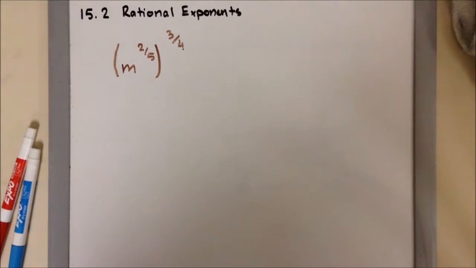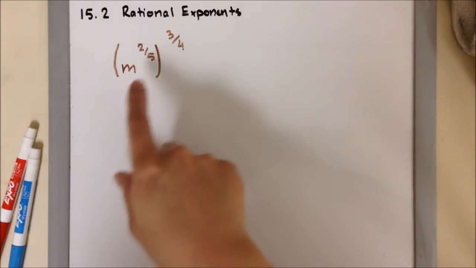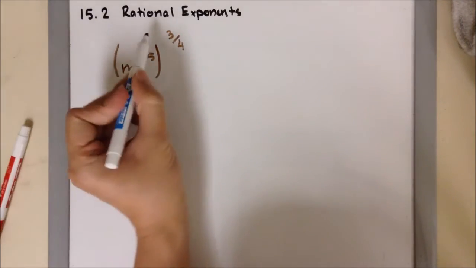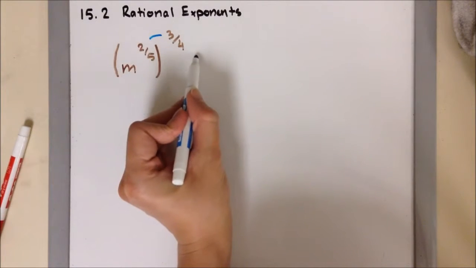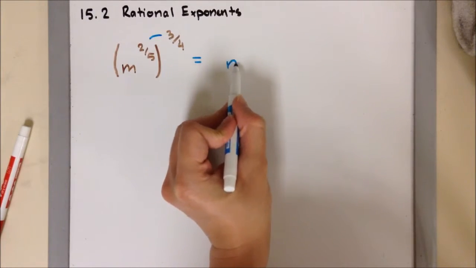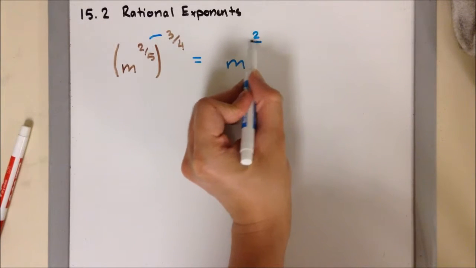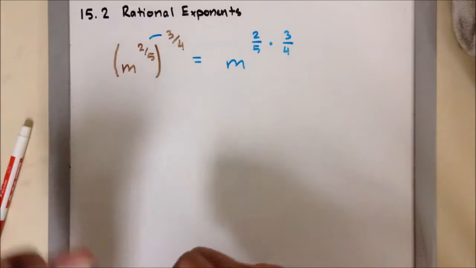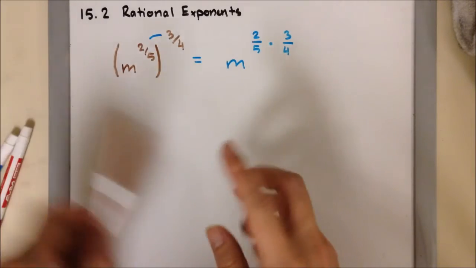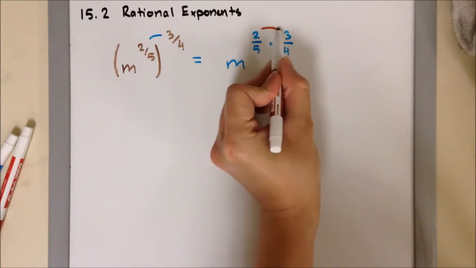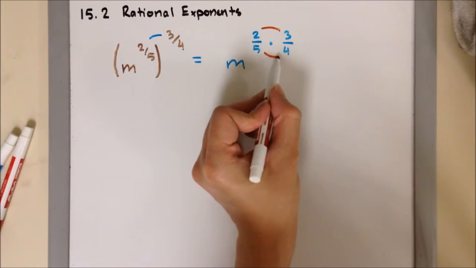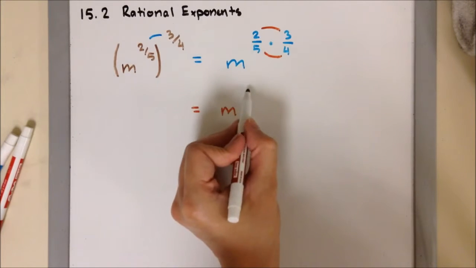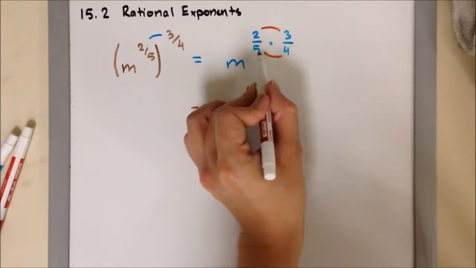In this example, we now have m to the power of 2 over 5 being raised by 3 over 4. So again, when you have a power of a power, or an exponent raised by another exponent, you're going to multiply. So we're going to have m to the power of 2 over 5 times 3 over 4. So that means that when we're multiplying a fraction with another fraction, it's numerator times numerator, denominator times denominator. So we're actually going to have m, now for the numerator, 2 times 3, which is 6, over 5 times 4, which is 20.